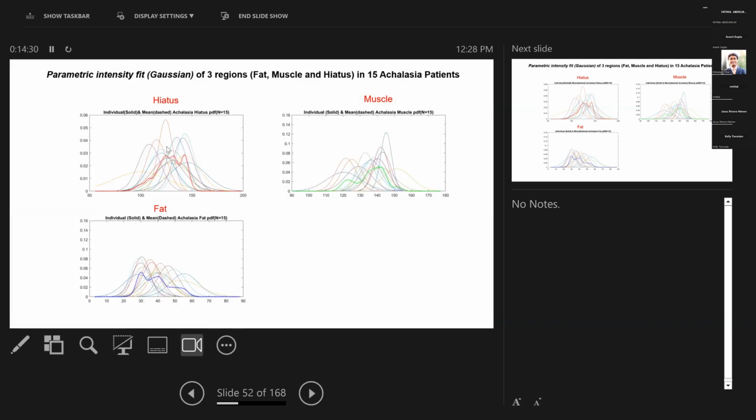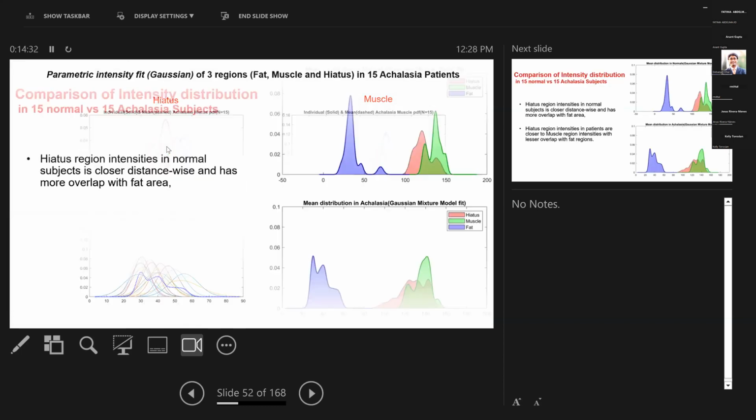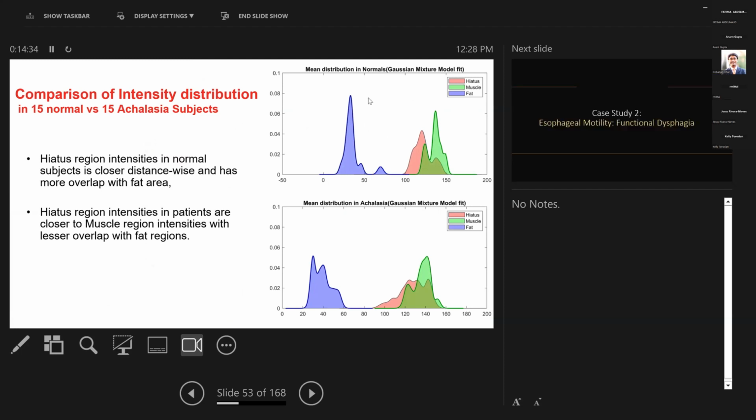You can do this for the patients. And then once you build the mean, you can compare the two groups. That's 15 normals in the upper panel and 15 in the achalasia. So you can see the hiatus region intensity in normals is closer distance-wise and has more overlap with the fat area. What's the unit of the x-axis and the y-axis? That's grayscale intensity, okay? We're not using Hounsfield. So the color mapping is different, okay? And the hiatus region intensities in patients are closer to muscle. So they're correlated. They're both color maps, okay? You can go either way.